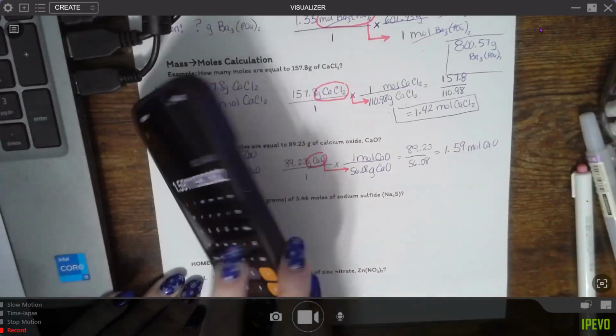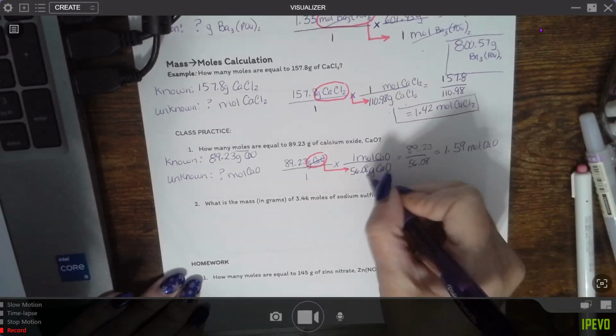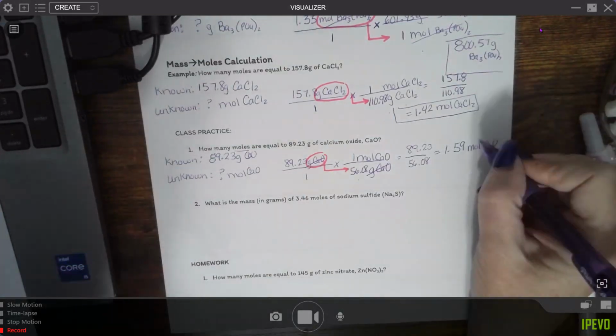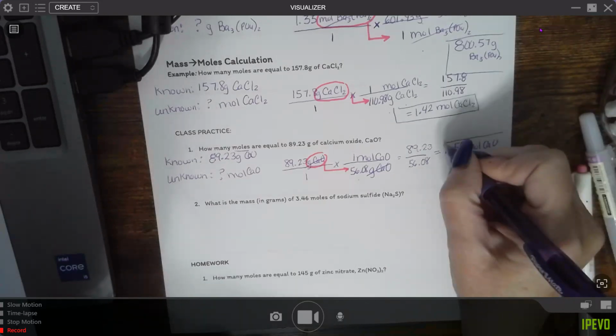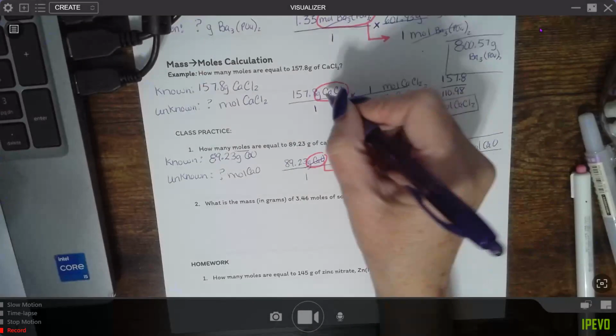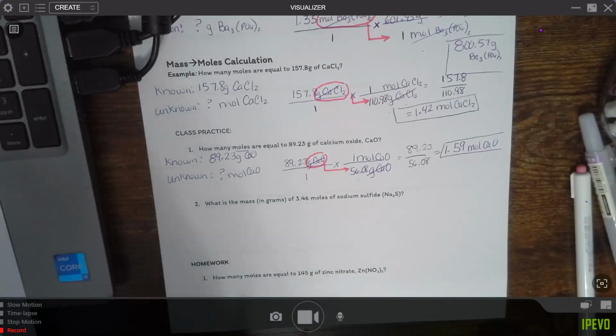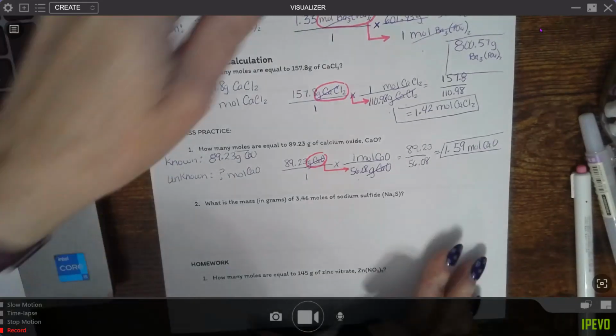Think about this. Our units are going to cancel out, leaving us with moles of calcium oxide. You always want to make sure that your units cancel out. So up here we would have grams of calcium oxide, grams of calcium oxide. That's what directs us into how we set this thing up. All right, let's do one more together.